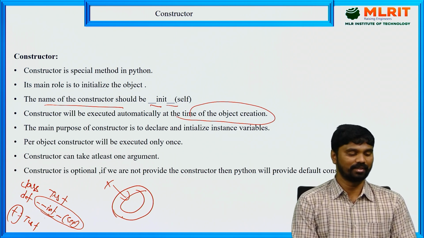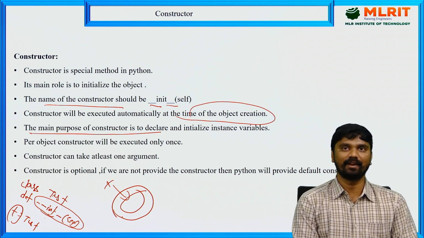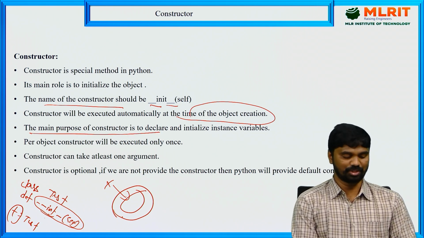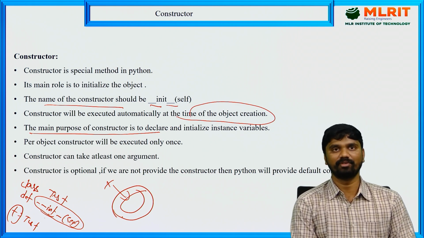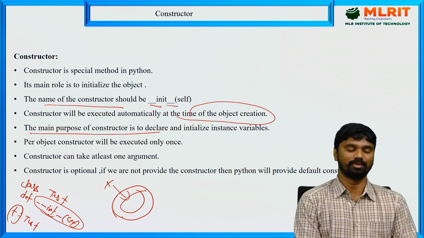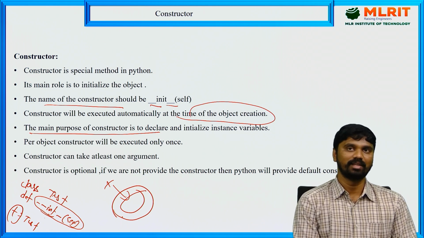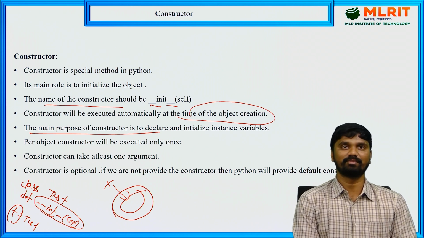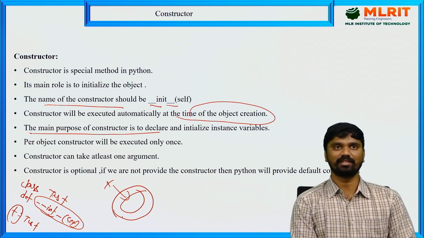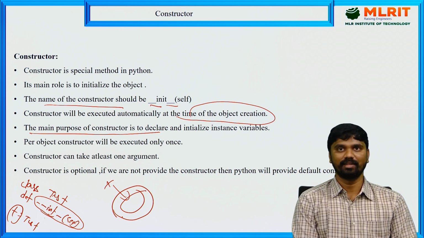Next, the main purpose of the constructor is to declare and initialize the instance variables. We will see this when we discuss instance variables. But the main purposes here are two things. One is initializing the object, and the second is declaring and initializing the instance variables.